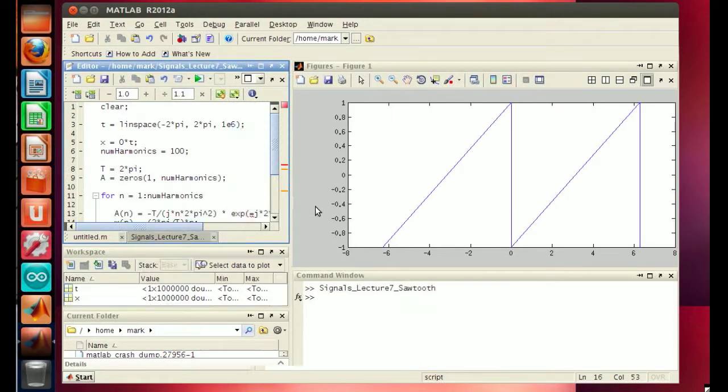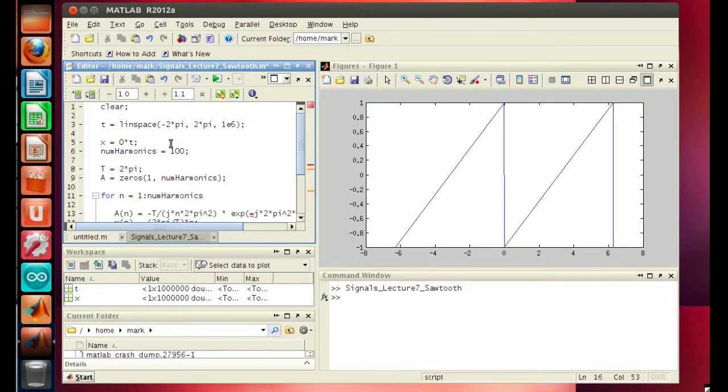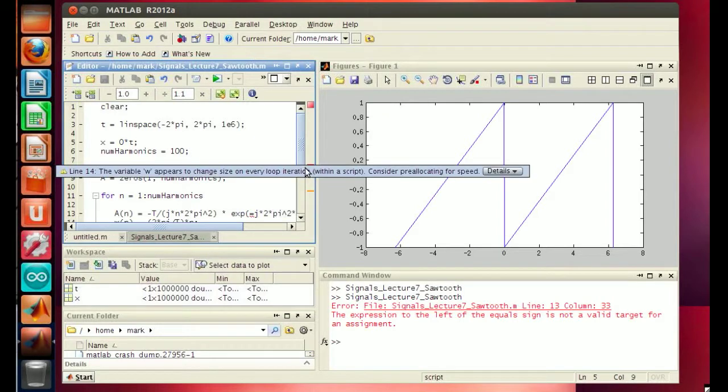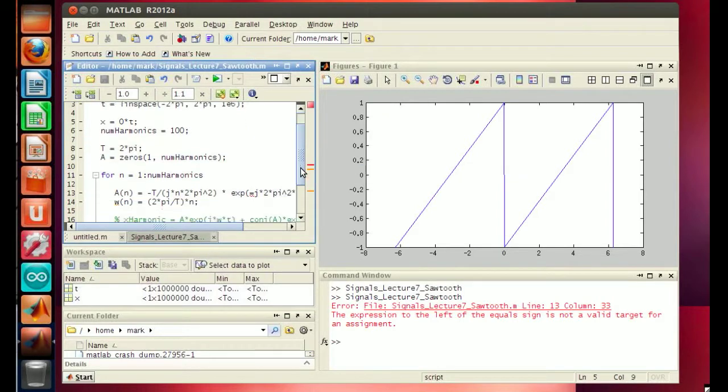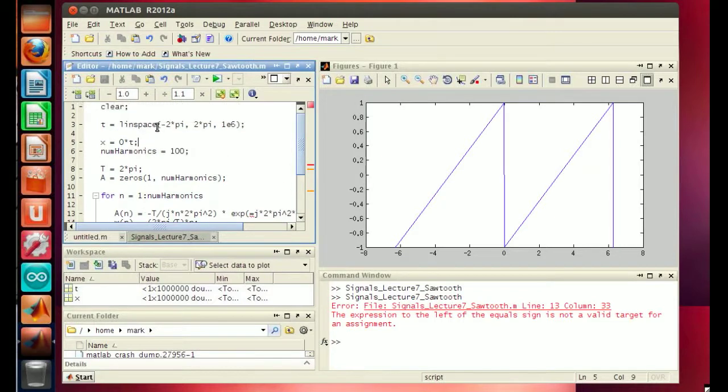You multiply it by t, because if I multiply it by t, then it'll give me a vector the same size as t. So if I ran this, x is now the same size as t. I could also write this as zeros, 1, like t.